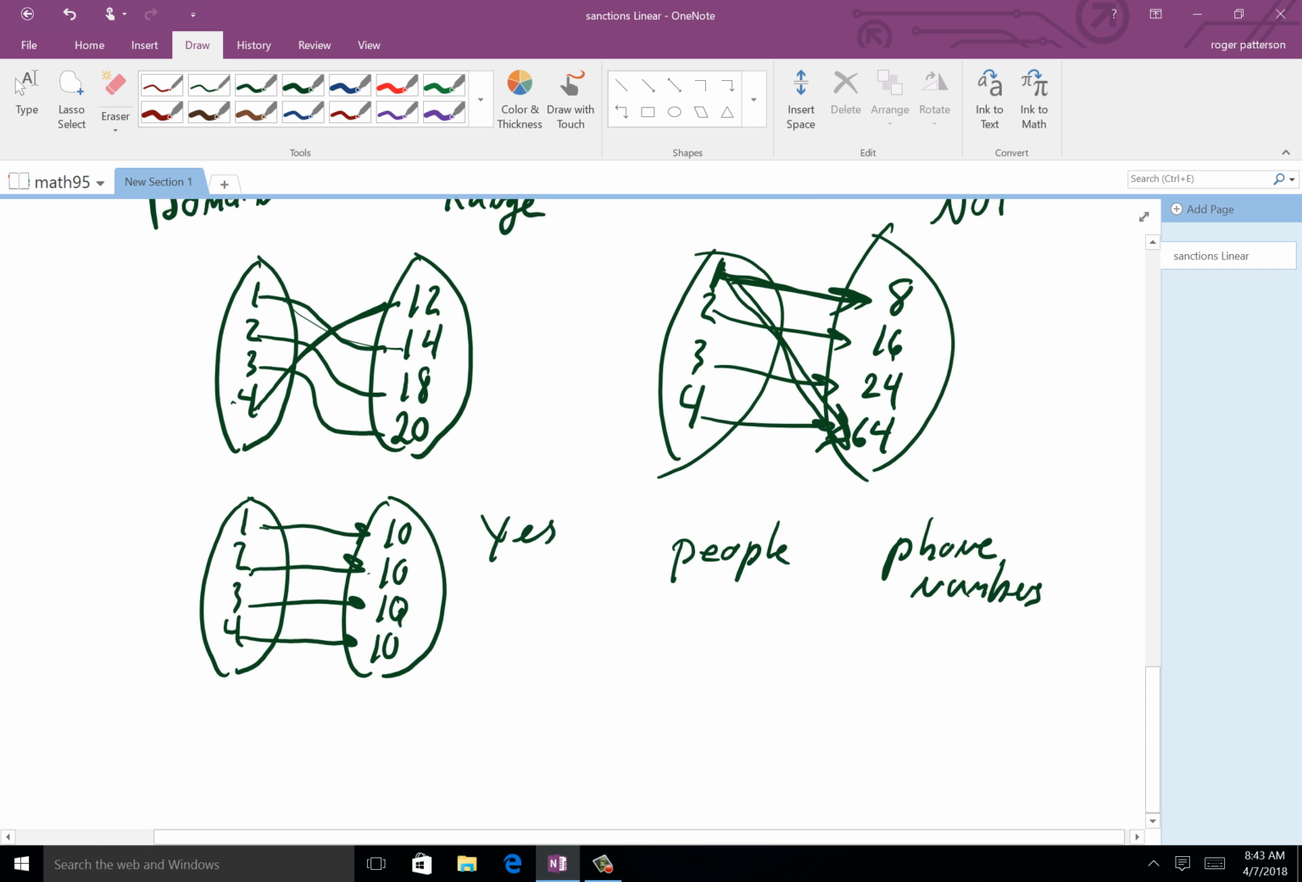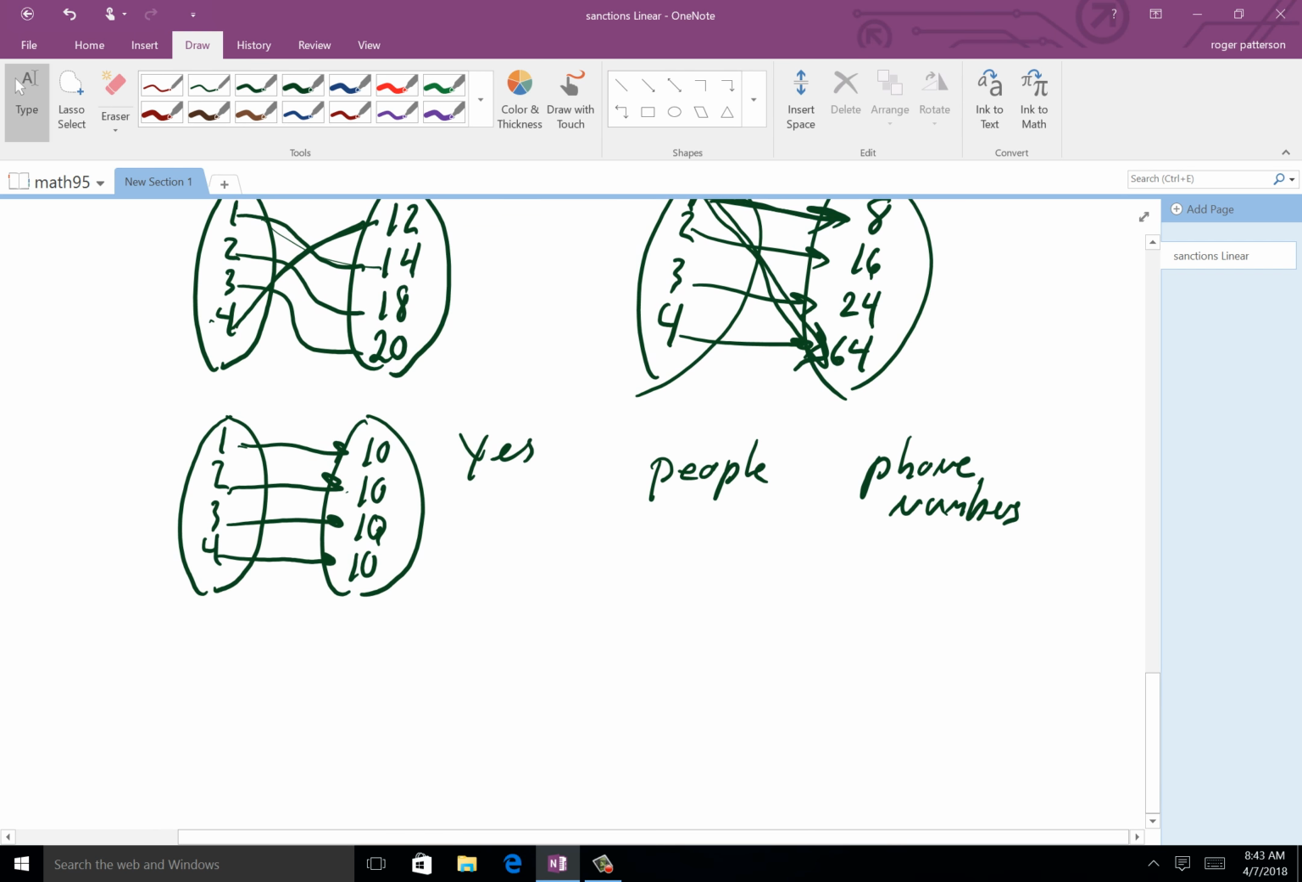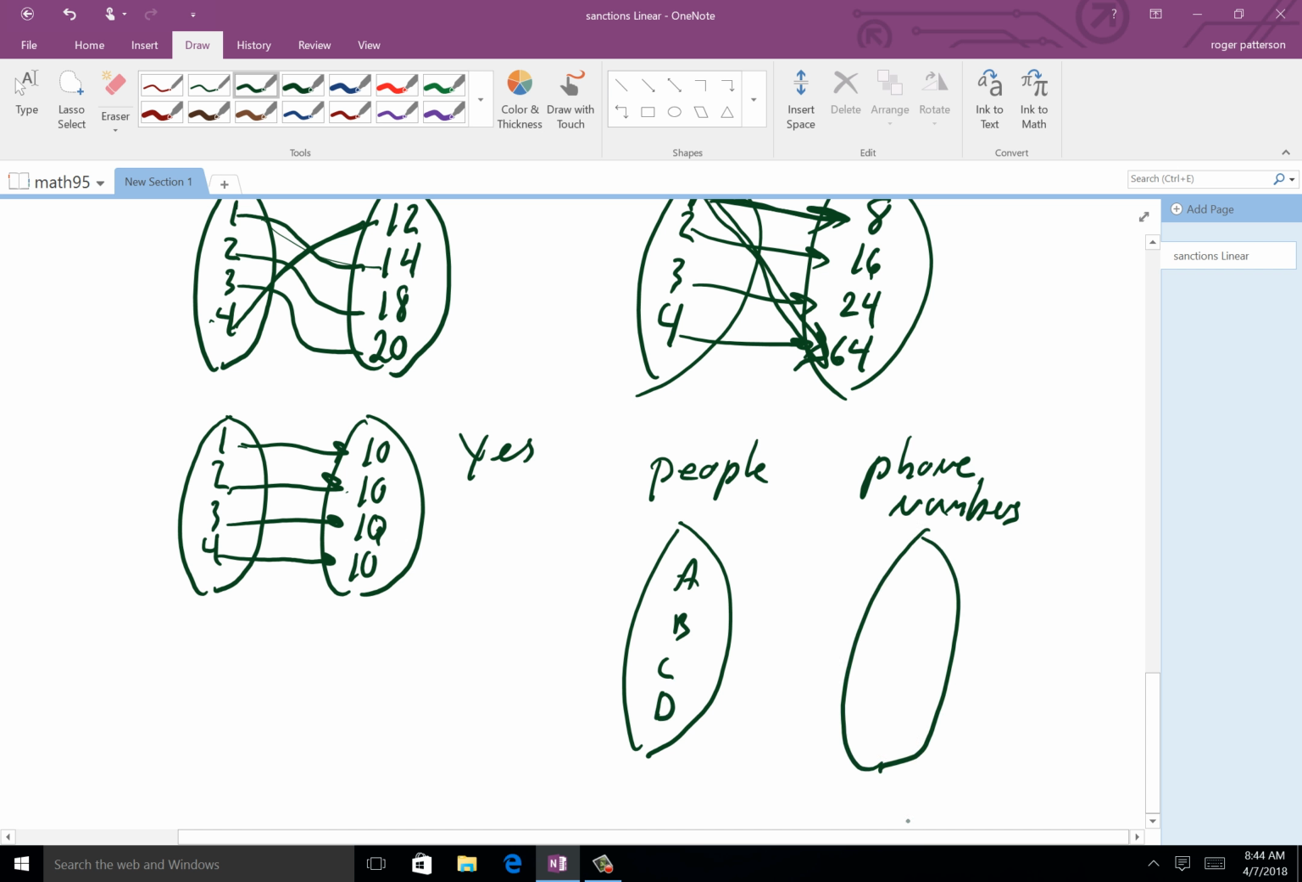Okay, so here's kind of an interesting one without even numbers. If we have people, person A, B, C, D, and we have phone numbers over here, well, this person could easily have two numbers. Maybe they have a cell phone number and maybe they have a home number. Is that a function? No, because it's going to two different things. It doesn't work out. It's not a function.